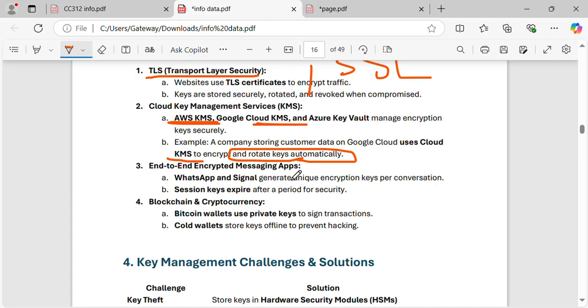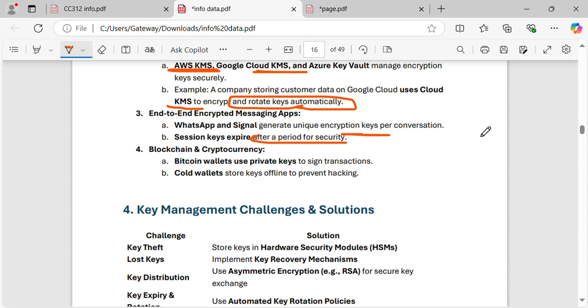End-to-end encrypted apps like WhatsApp and Signal: session keys expire after a period of time, right? And it generates the encryption keys. There is very fancy math involved. Blockchain and cryptocurrency: Bitcoin wallets use private keys to sign transactions. Cold wallets store keys offline to prevent hacking. Maybe you have heard about Bitcoin. These are the wallets which use private keys to sign transactions, and the cold wallets store keys offline so that they can prevent hacking.